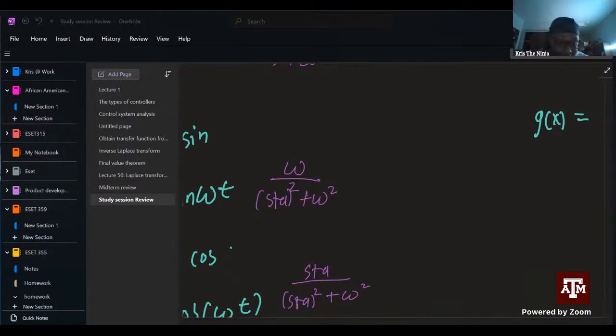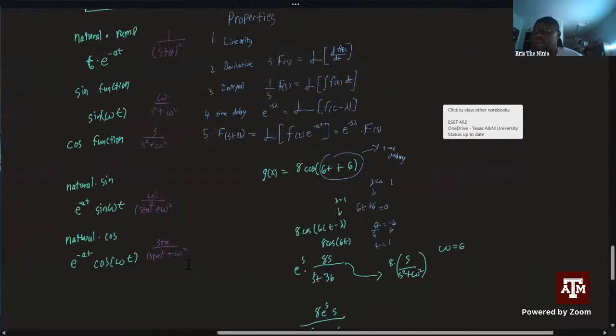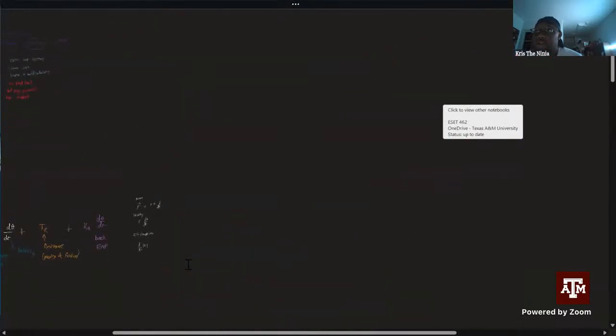Yeah, we're back with control systems. So if you remember from last time, we went over the basics of control systems.